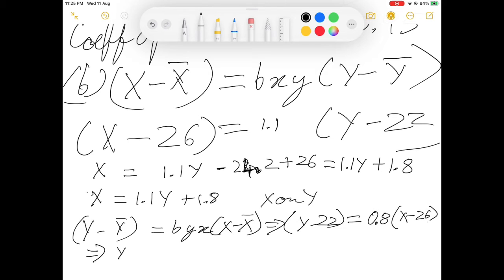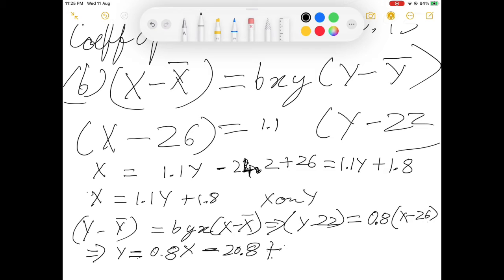So now let me solve this. I open up the bracket and take 22 to the other side. So opening up the bracket, I get 0.8x minus 26 into 0.8 gives me 8 6s are 48, 8 2s are 16 plus 4, 20.8. Right? Yeah, I think I'm right. So 20.8 minus 20.8 and plus 22 from the other side.